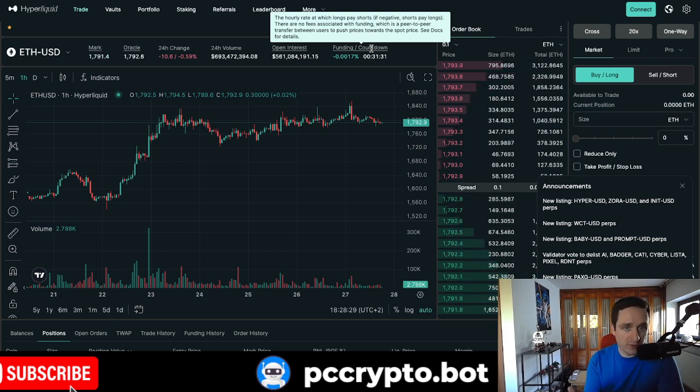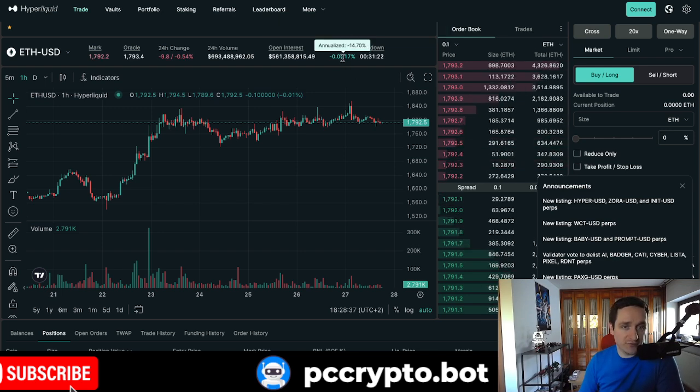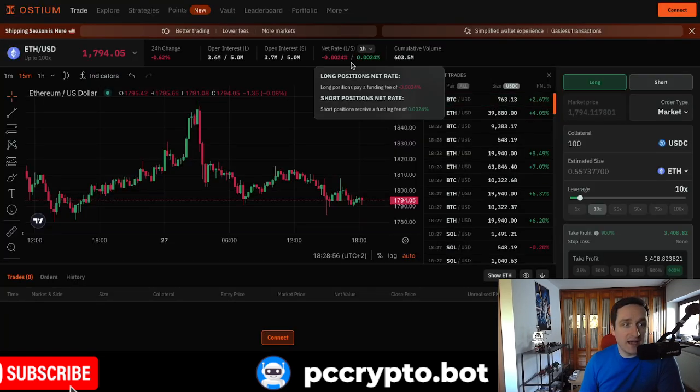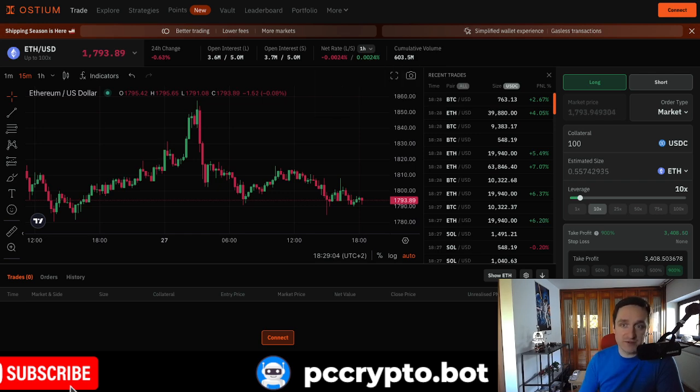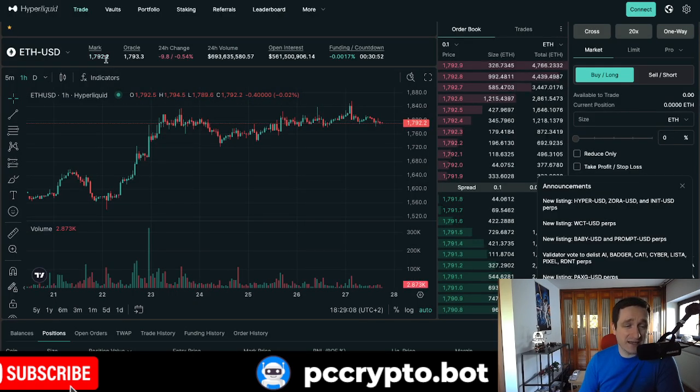If there are many people longing, then longs will pay shorts, and if there are many people shorting, then shorts will pay longs. In this particular example, we're looking at Ethereum and you see the negative 0.017 rate. This means that the people that are shorting are paying basically 14% in annualized fees, or 0.017% per hour, to people who are longing. Now you can look at the same thing on Ostium and you can see that it's 0.0024. So you might start thinking that there's a difference, not only in funding, but also in price, because of course you can see that it's basically a $1 difference.